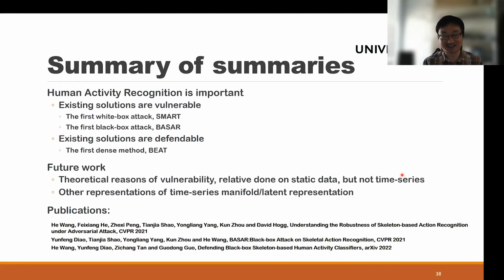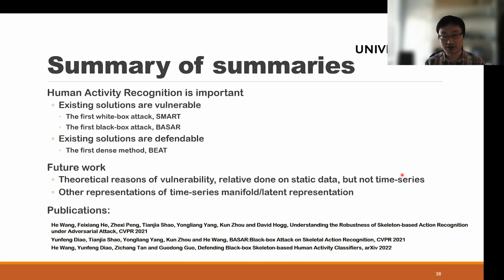So, summary of summaries in this project. We know that human activity recognition is a very important task, but the robustness, especially under adversarial attack and defense, has not been fully explored. So in this project, we have proven that existing classifiers are very vulnerable to adversarial attack. But the good news is they are all defendable, because we also proposed our very first defense method on that.